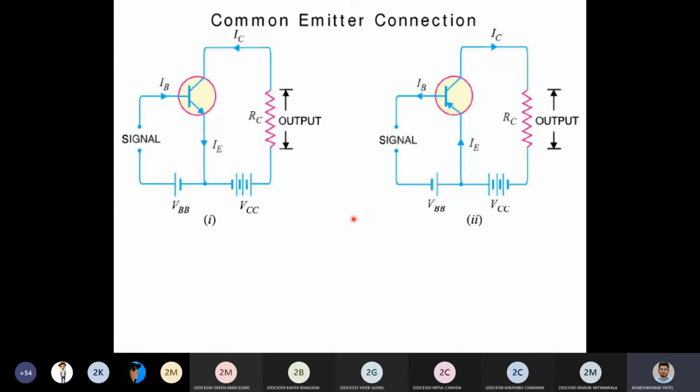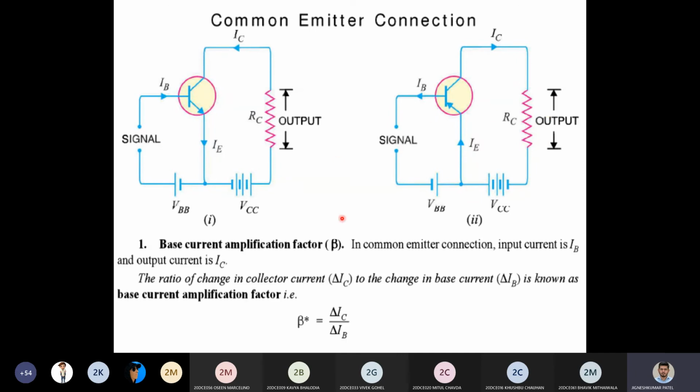So what we do in common emitter connection is we connect the emitter in between your base and collector. So I'm going to have a common terminal of emitter. So VBE would be the first voltage and VCE would be the second voltage. Okay, so this is the case of NPN and this is a PNP. So here what will happen?